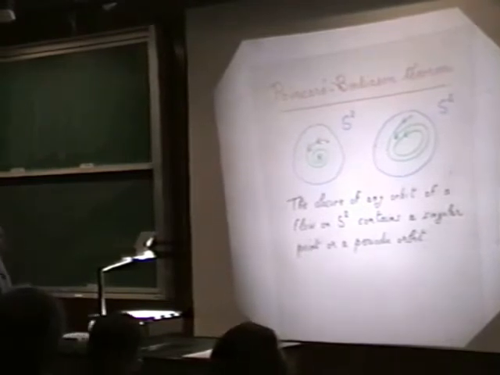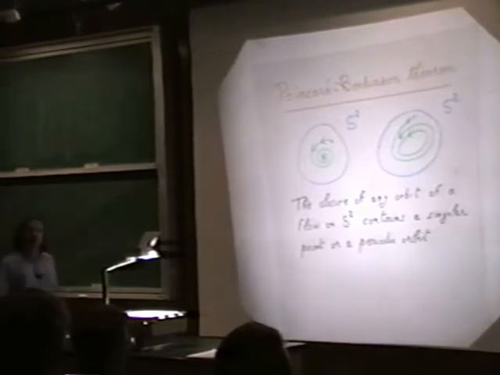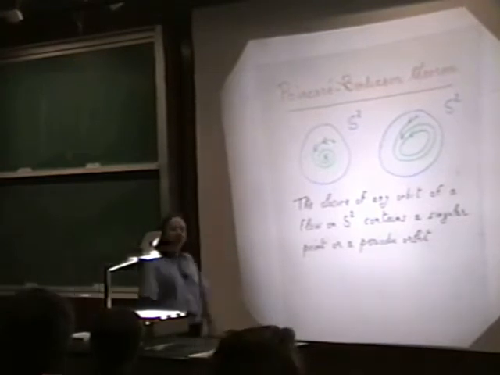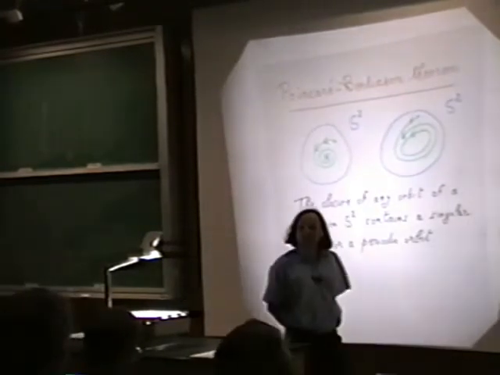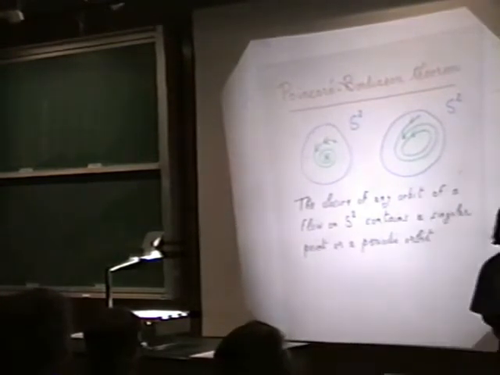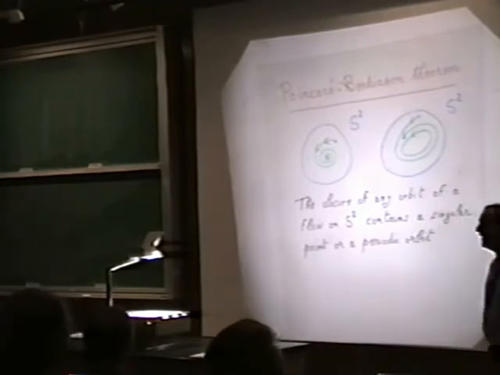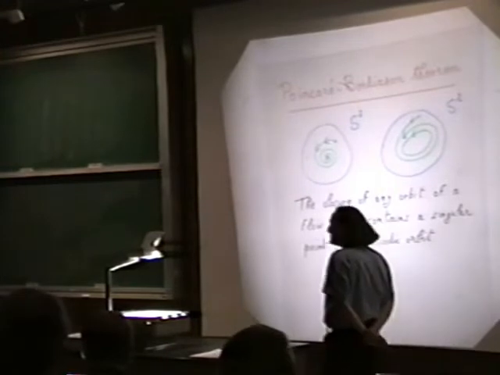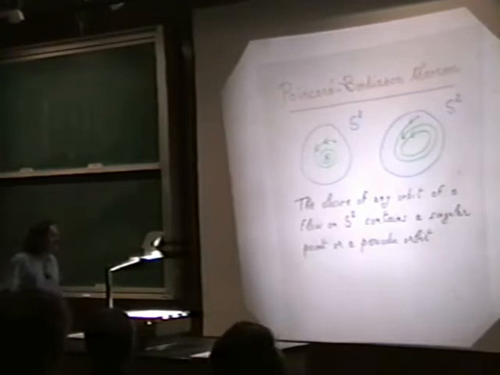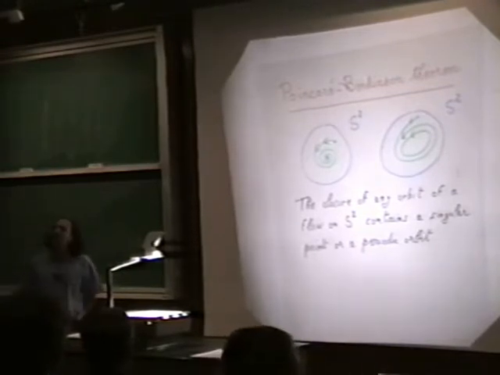Either, not either actually, or the trajectory contains, no, I mean, it could be both. It could be both. How should I say in English, if it could be both? This is not exclusive. Okay, so I say that the closure of any orbit contains a singular point or a periodic orbit.